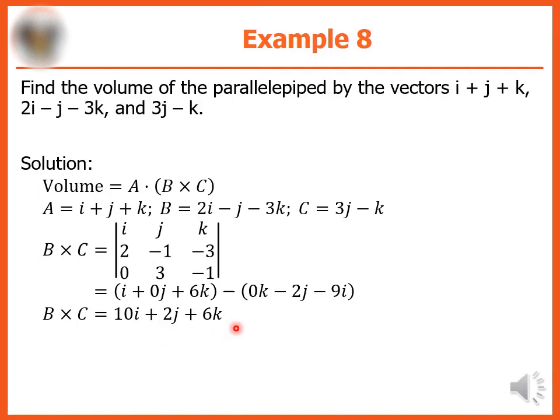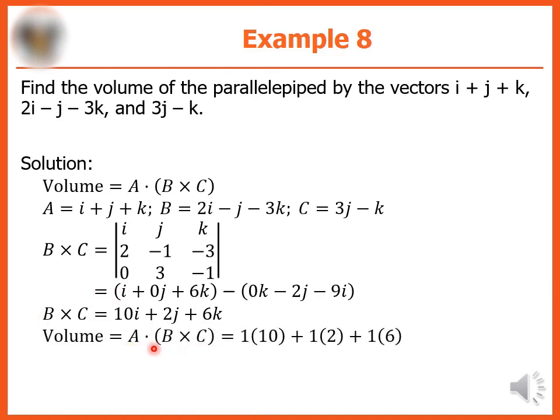Next, we're going to solve for the dot product of your vector A and the cross product of B and C. So this is your cross product of B and C, and this is your vector A. So we have 1 times 10 plus 1 times 2 plus 1 times 6. So that's equal to 18 cubic units.